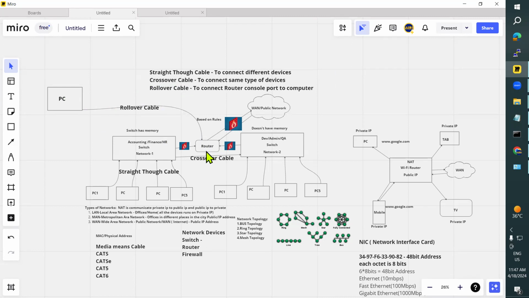Okay. So this is where we need the straight cable, where we need the crossover cable, and where we need the rollover cable, right? Cable is one. Based on the speed, we see media types like Cat 5, Cat 5e, Cat 6. There are many types of cables based on speed. To connect different devices, we need a straight through cable; to connect the same devices, a crossover cable; and to connect to a router console port, a rollover cable.